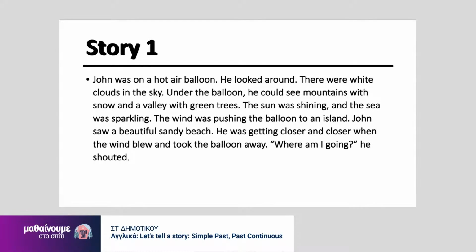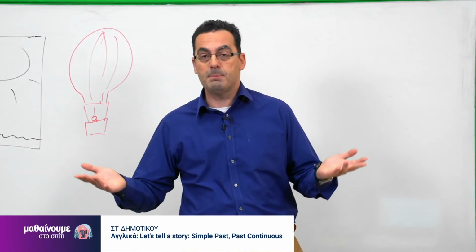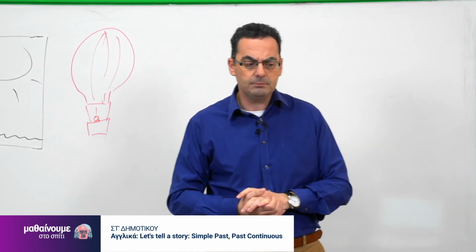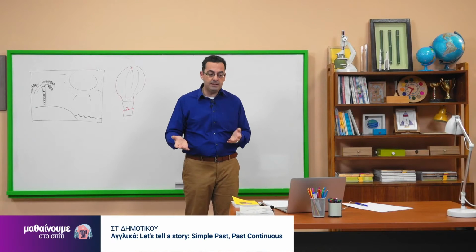John was on a hot air balloon. He looked around. There were white clouds in the sky. Under the balloon he could see mountains with snow and valley with green trees. The sun was shining and the sea was sparkling. The wind was pushing the balloon to an island. John saw a beautiful sandy beach. He was getting closer and closer when the wind blew and took the balloon away. "Where am I going?" he shouted. Who? John. Where? On a hot air balloon, flying. When? Probably morning. We know it's a beautiful day, the sun was shining, the sea was sparkling.